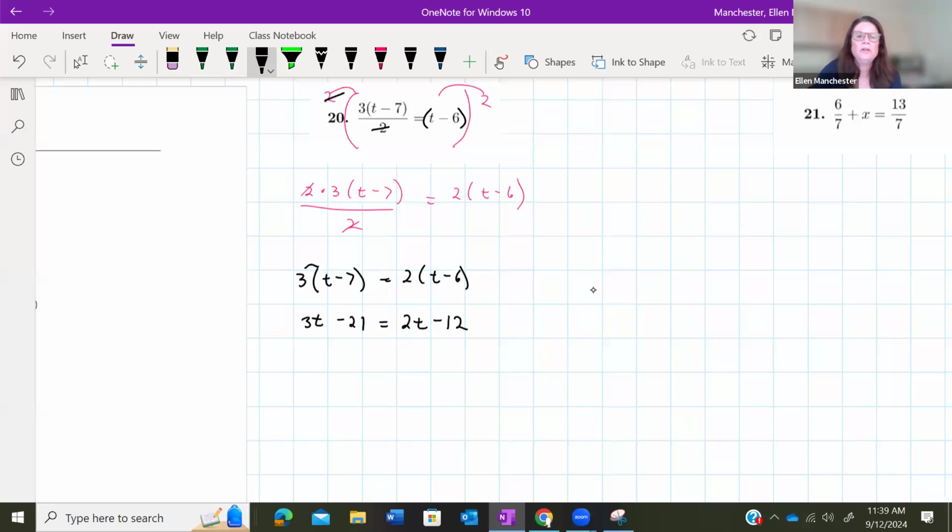And then you're distributing. Move my 2t over. So 3t minus 2t is just 1. And then I'm going to add 21 to both sides.